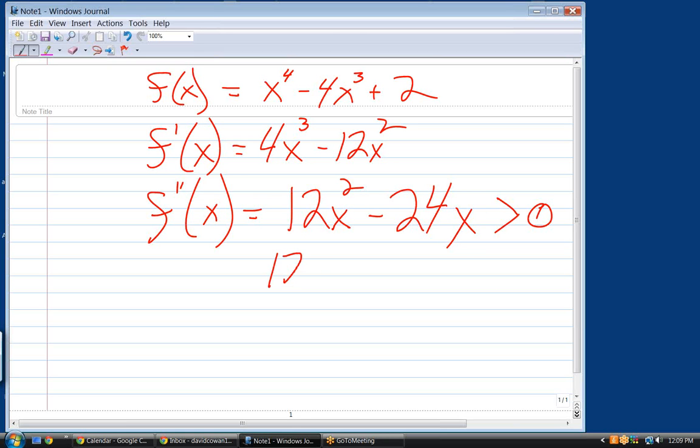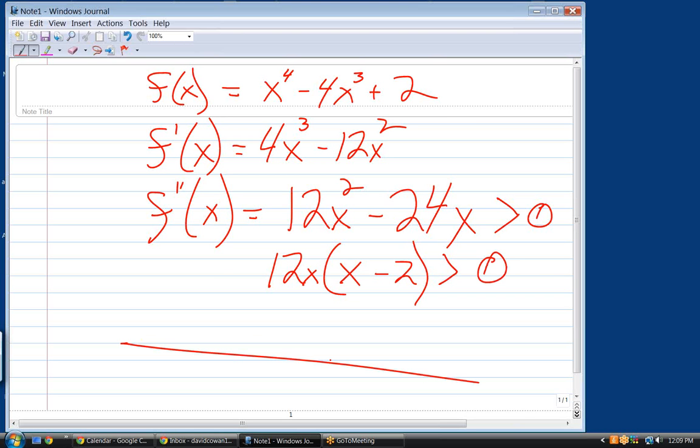solution? Let's see, that gives us 12x times x minus 2 has to be greater than 0. So that occurs where? Key points are 0 and 2. If x is negative, it's a negative times a negative, so it's positive there. When x is 1, it's negative, and it's positive there.